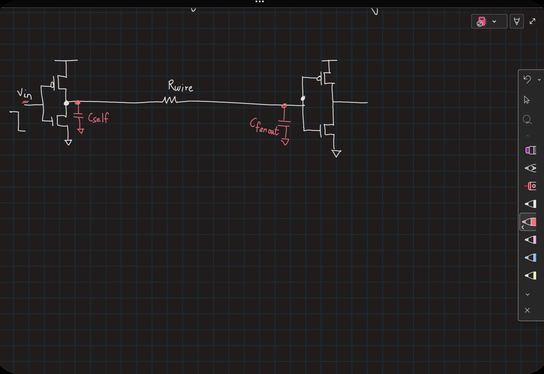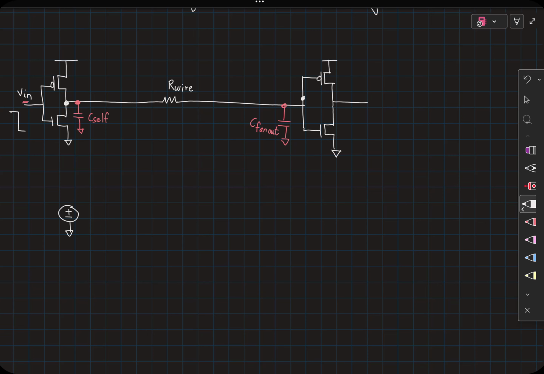I'm going to assume that the wire does not have any capacitance currently. Of course, that is not completely true. Every wire will have a resistance as well as a capacitance associated with it. For now, assume that the wire capacitance is negligible. Now if I were to model this scenario, and again I'm interested in the signal reaching here, the RC model is going to look like this.